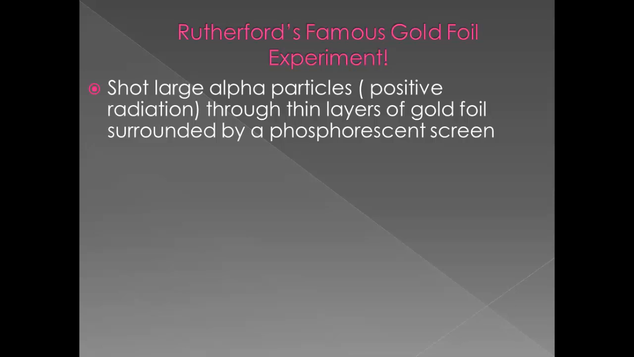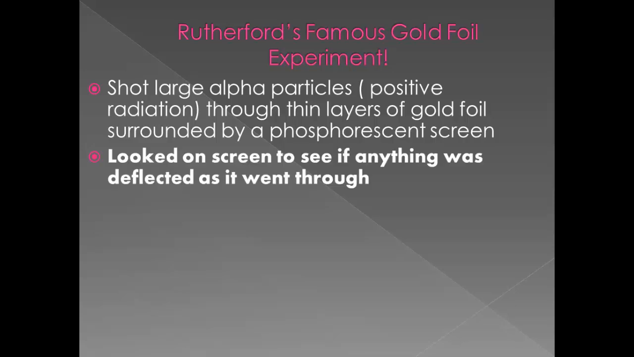Okay, so his famous gold foil experiment, again, this is something that you guys should remember. We did a great lab showing how we could calculate the diameter of something even without touching it and measuring it. He shot large alpha particles, which we talked a little bit about in class before spring break. He shot those large alpha particles, which are basically helium nuclei, at a thin gold foil, and he surrounded the whole thing with a phosphorescent screen. And he looked on the screen to see if any of the particles were deflected, because when they hit the screen, they would light up.